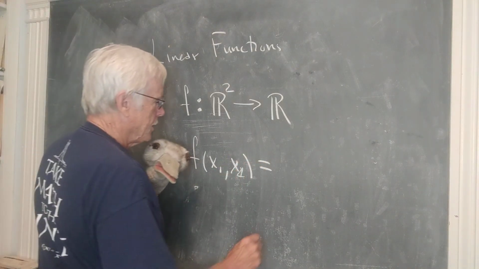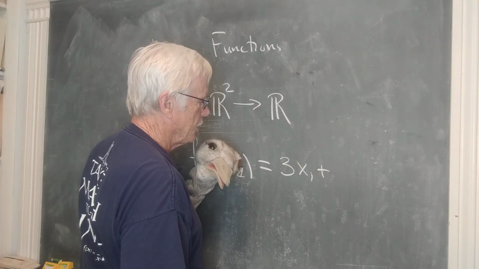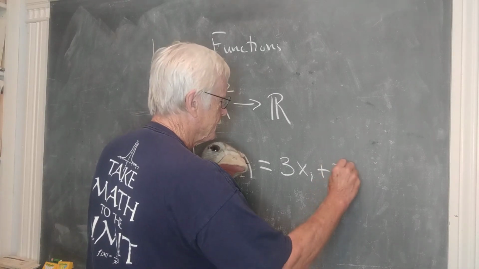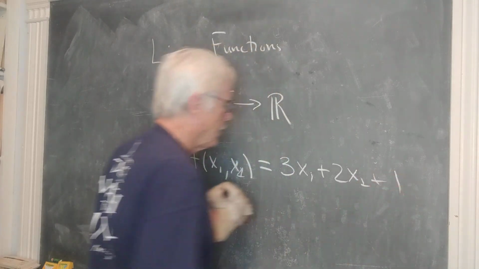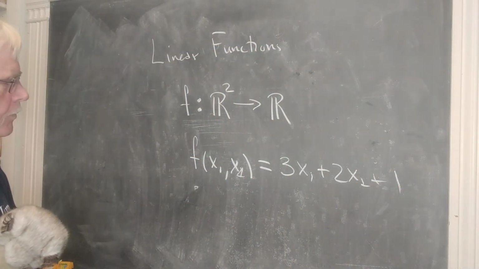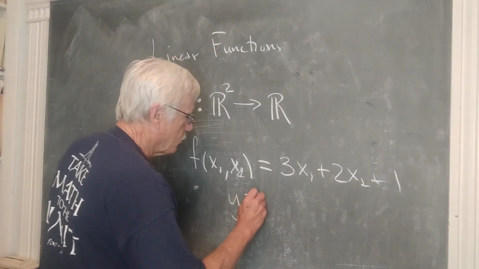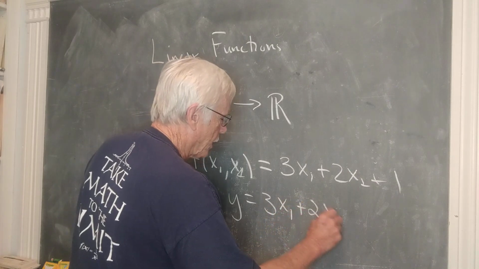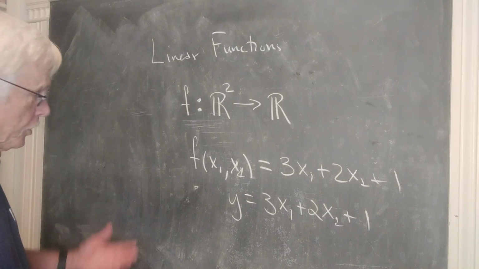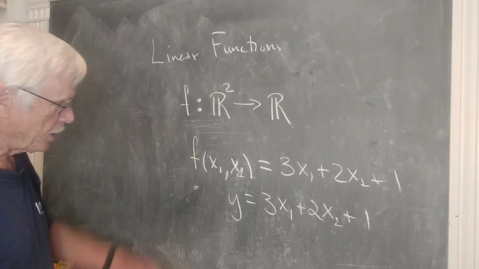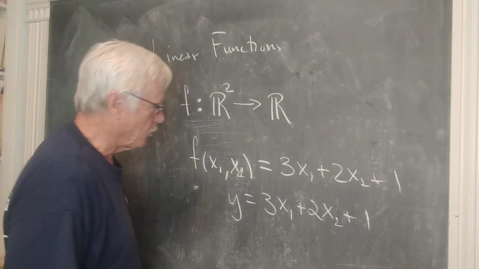f of x1, x2 equals 3x1 plus 2x2 plus 1. Yeah, there we go. So this is the equation: y equals 3x1 plus 2x2 plus 1. Snow has already checked that this is a function, so that's why this notation is okay. I didn't really, well, yeah, I know, but it is a function, so we will deal with it.